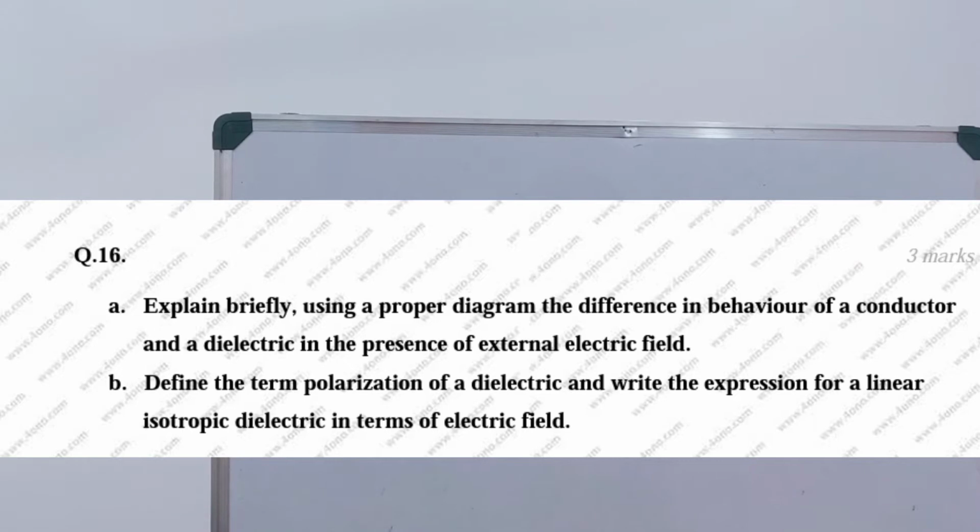The next question is a 3-mark question where it has 2 parts. The first part is to explain briefly using a proper diagram the difference in behavior of a conductor and a dielectric in the presence of external electric field. Second part, define the term polarization of dielectric and write the expression for a linear isotropic dielectric in terms of electric field. Here, the first part is the behavior of conductor and dielectric in the external electric field, where I already did a detailed video. So I will provide the link in the description box below.